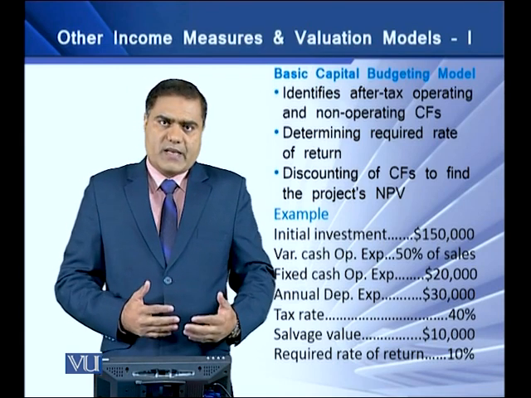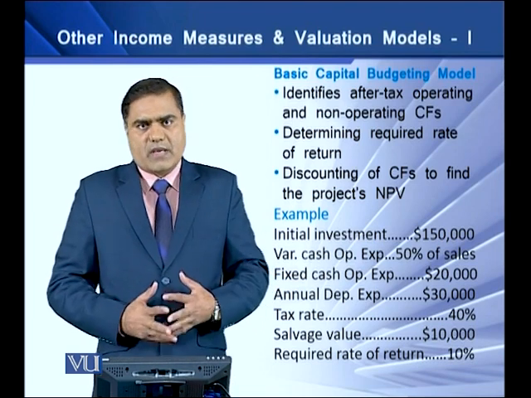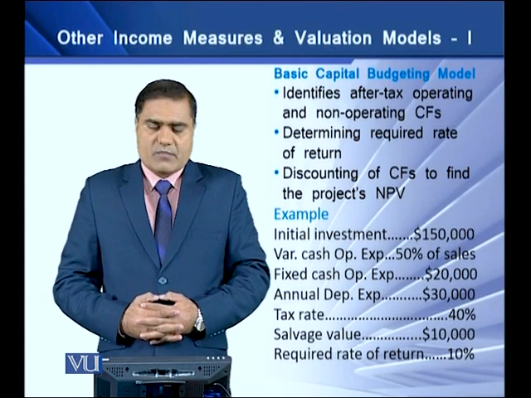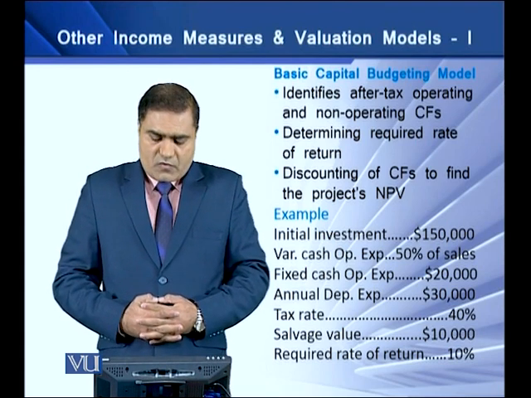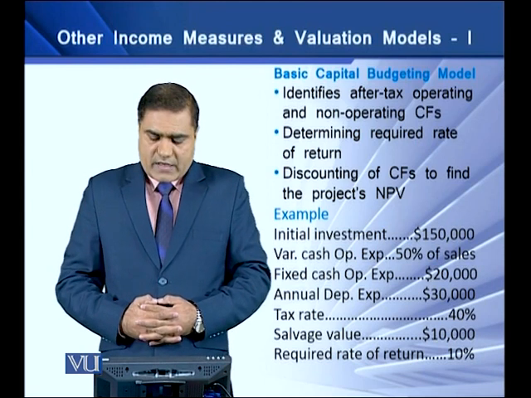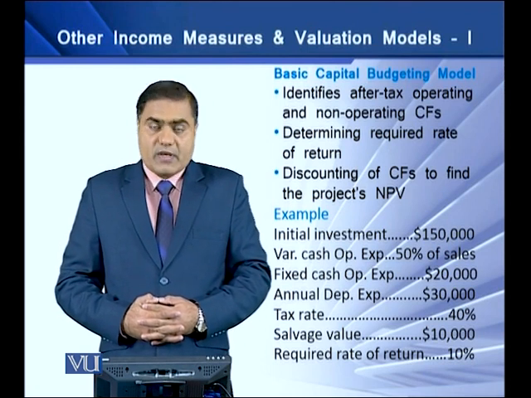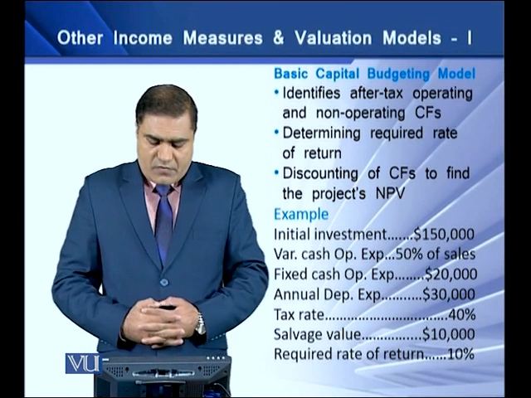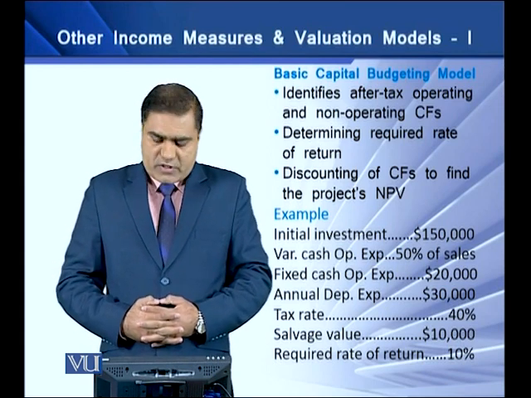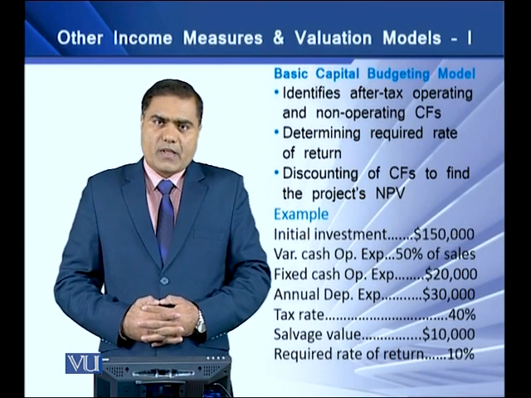Let me take an example to substantiate this basic capital budgeting model. In our example, we have an initial investment of 150,000. We have variable cash operating expenses as 50% of sales. We have fixed cash operating expenses of 20,000, annual depreciation of 30,000 with zero book value. We have a tax rate of 40%, salvage value of 10,000, and the required rate of return of 10%.